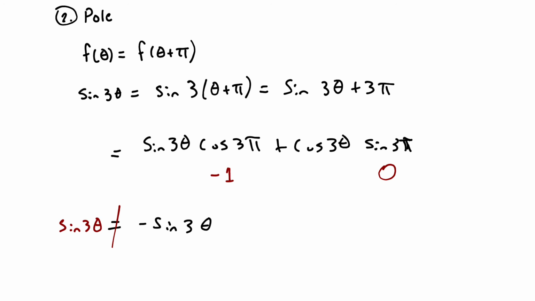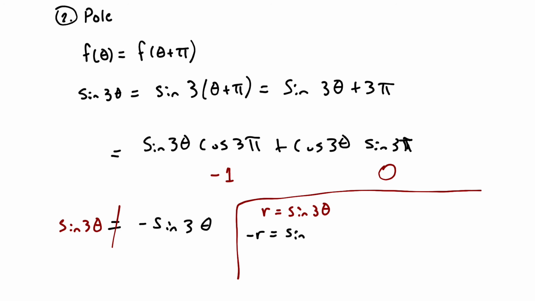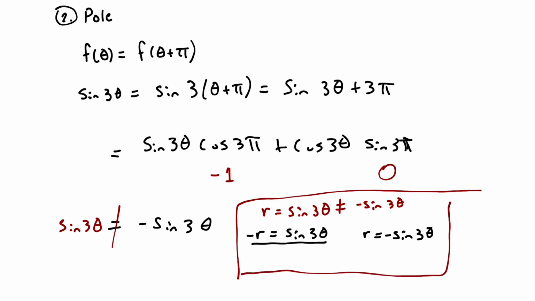Now let's check the second condition. Again, let me rewrite our function real fast. This is given by r is equal to sine of 3 theta. And the second condition is saying that if we replace our r with a negative r, then our function is not going to change. But solving for r in this second equation gives us that r is equal to a negative sine of 3 theta. And again, clearly, sine of 3 theta is not equal to a negative sine of 3 theta. So neither condition 1 nor condition 2 is going to work, and therefore our function is not symmetric about the pole.